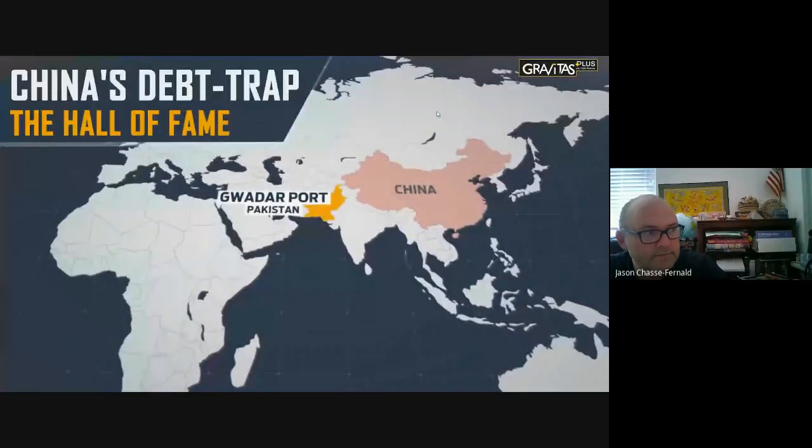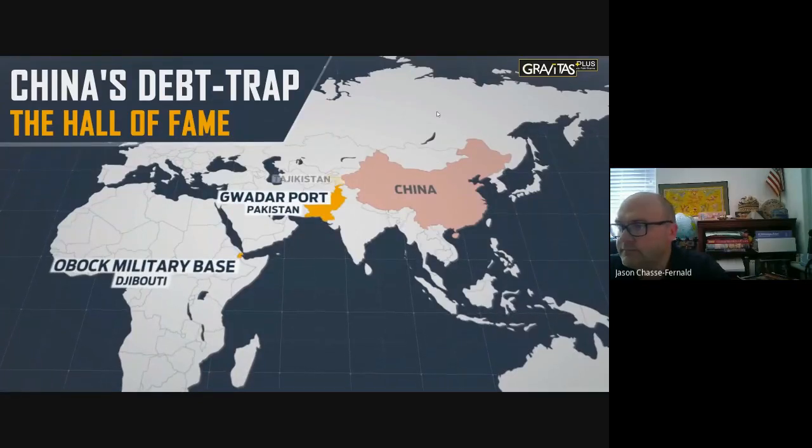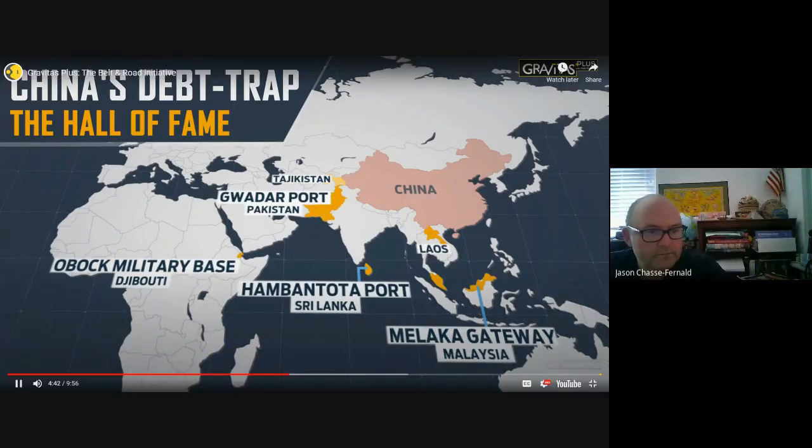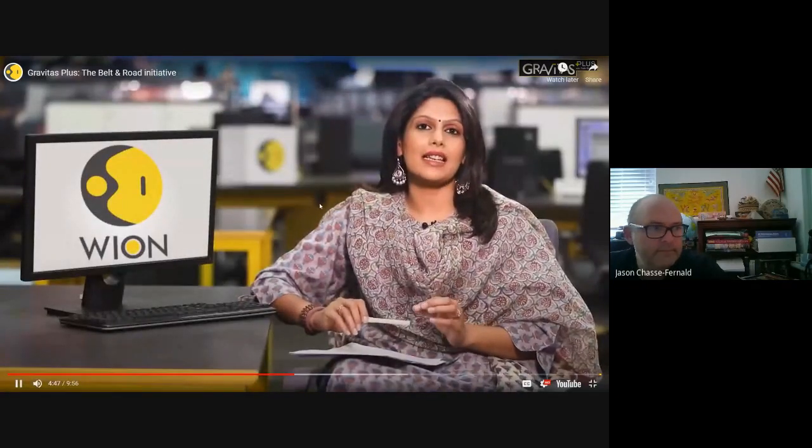The Gwadar port in Pakistan has been leased to China for 40 years. The Omok military base in Djibouti has been leased for 10 years. Tajikistan had to cede more than 1,000 square kilometers of land for a petty loan. Laos had to let go of its entire national electric grid to a Chinese company. The Hambantota port in Sri Lanka has been leased to China for a period of 99 years. Same with the Malacca Gateway in Malaysia, in Chinese control for 99 years. That's the same amount of time, by the way, that the British leased Hong Kong for in 1898.